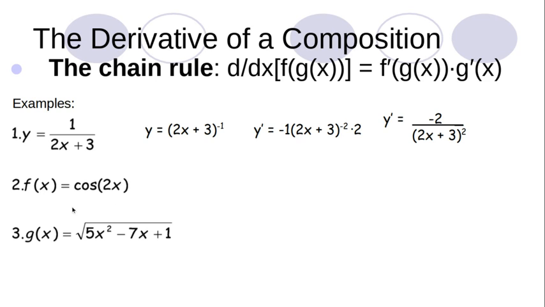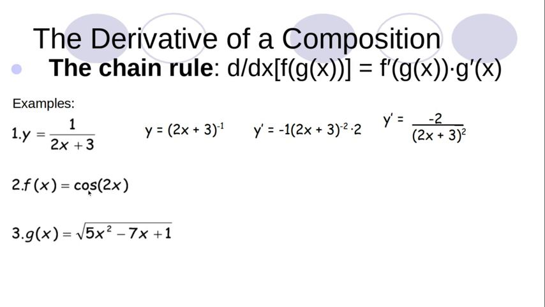So the next example, f of x equals cosine of 2x. This is not a product. Cosine is not a number. We're not multiplying cosine times 2x. We're putting 2x inside of cosine. All right. So we've got our outer function, which is cosine, and our inner function, which is 2x, and we're going to do our chain rule.